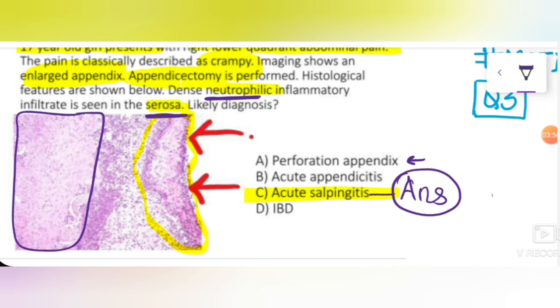So that was the MCQ of the day and the image of the day, both of which belonging to the appendix. I hope all of you benefited from it.